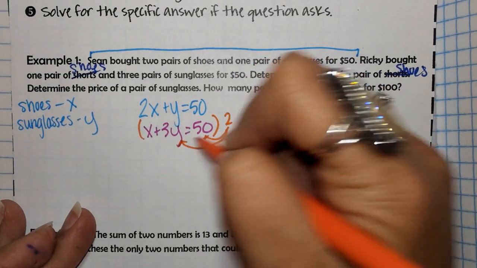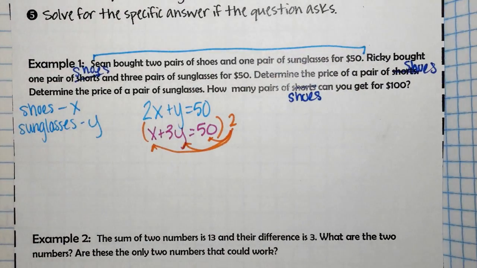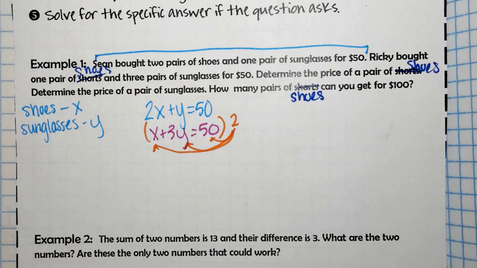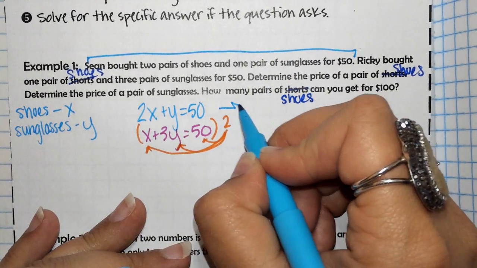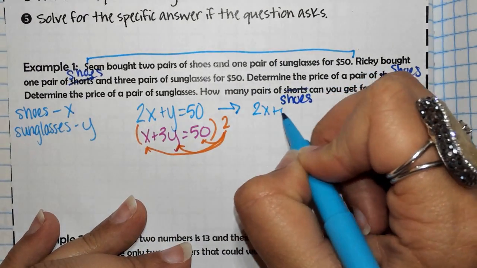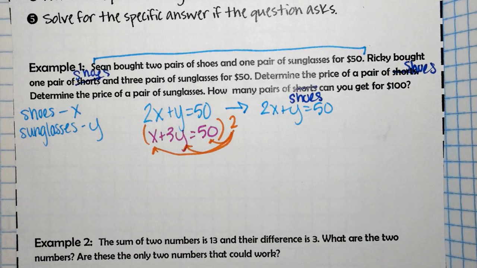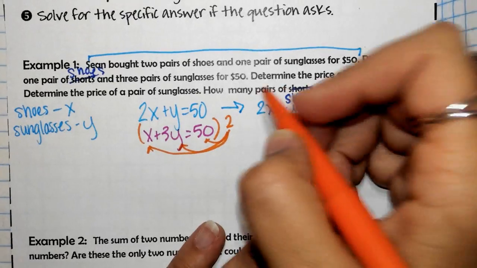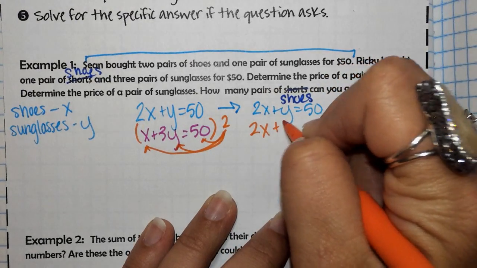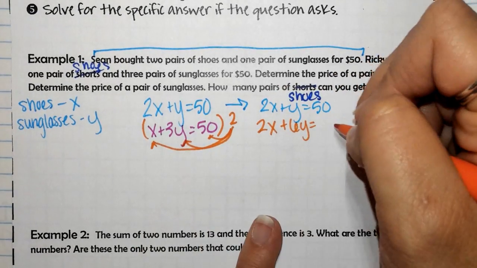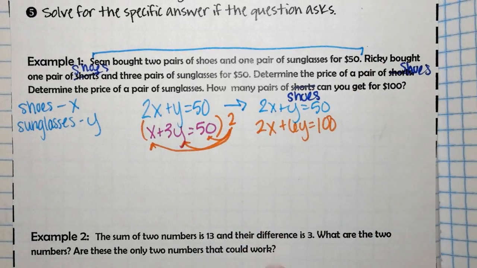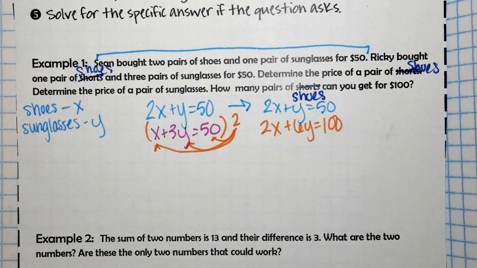Are we going to multiply all the things or one of the things? All the things. All right, so when we bring the top over, 2x plus y equals 50. Tell me what the next one's going to be, Reggie. 2x plus 6y equals what? 100.